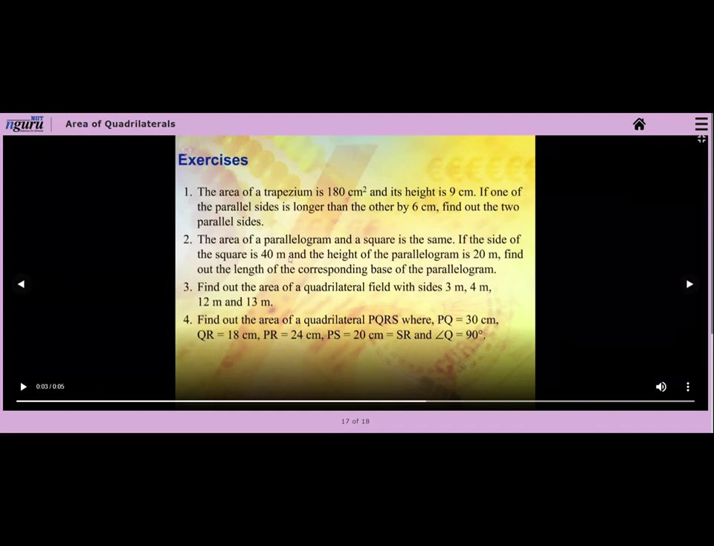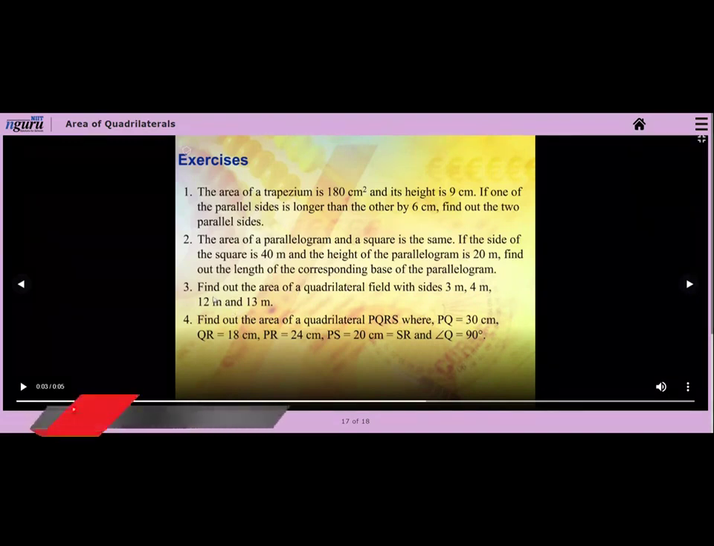Now here the area of a parallelogram and a square is the same. What is the formula for area of parallelogram? Base into height. And that is equal to area of the square. Area of square is a square. So here b into h equal to a square. Now side of the square is 40. Height of the parallelogram is 20. Find out the length of the corresponding base of the parallelogram. So do this as homework.